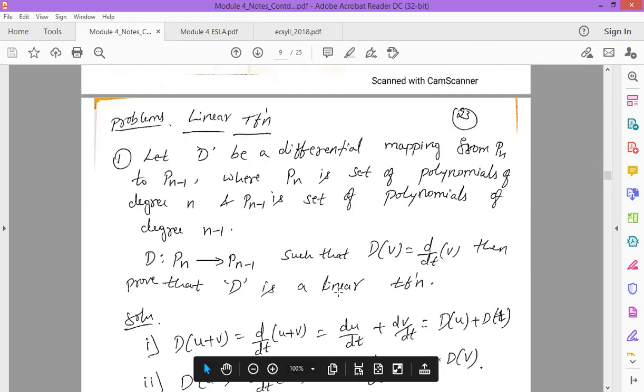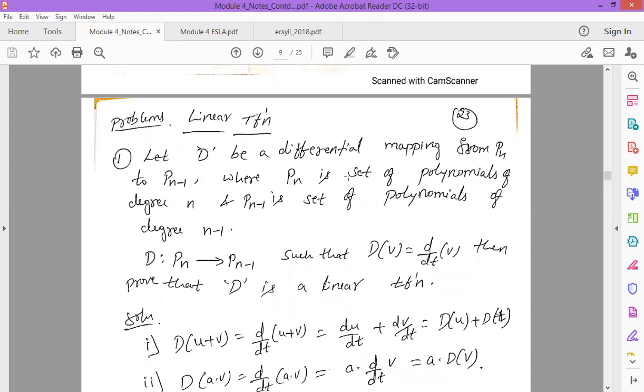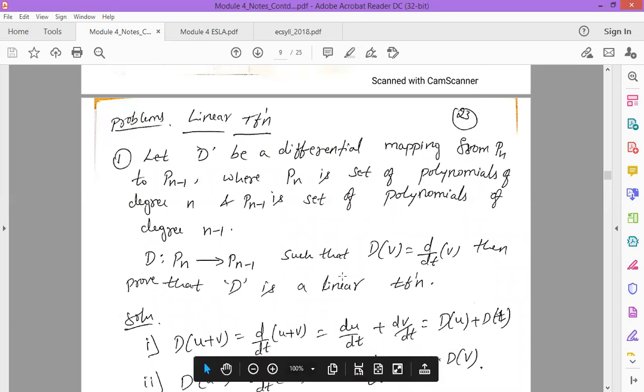So here we'll take some problems on the linear transformation. Let us assume D is the differential mapping from Pn to Pn minus 1, where Pn is the set of polynomials of degree n, and Pn minus 1 is the set of polynomials of degree n minus 1. D is such that Pn is transformed to Pn minus 1, where the differentiation of V is defined as d by dt of V. Then prove that D is a linear transformation.